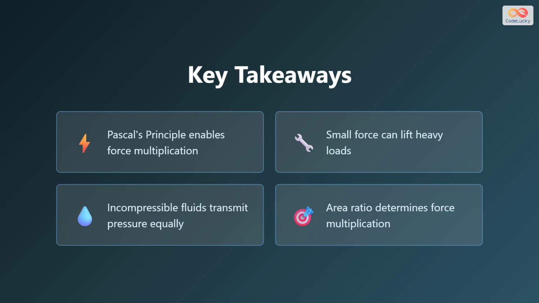Let's review the key takeaways from this lesson. First, Pascal's principle enables force multiplication in hydraulic systems. Second, a small input force can lift heavy loads by using pistons of different sizes. Third, incompressible fluids transmit pressure equally throughout the system, which is essential for the system to work. And finally, the area ratio between the output and input pistons determines how much the force is multiplied. Understanding these concepts helps us appreciate the engineering brilliance behind hydraulic machines that make our lives easier.